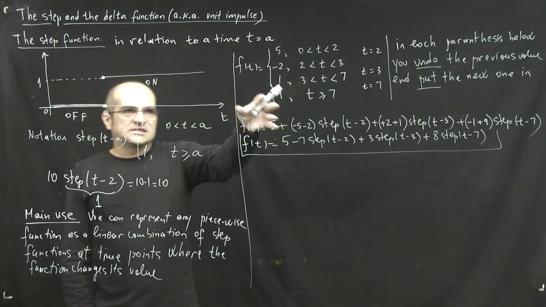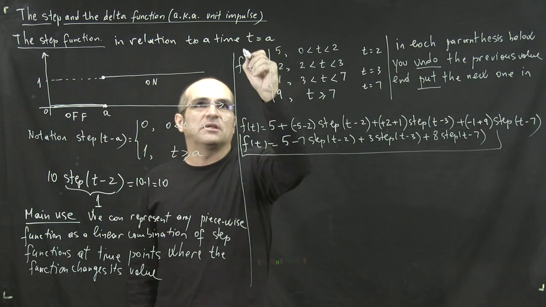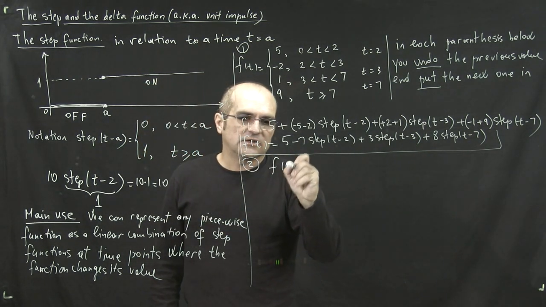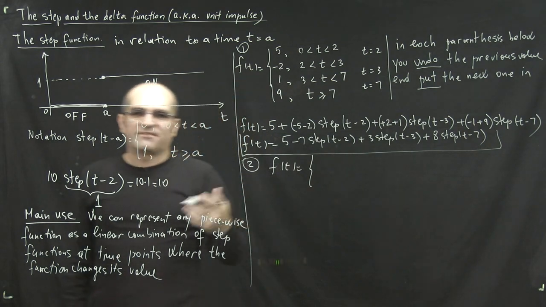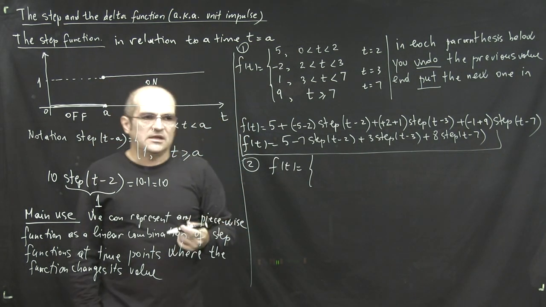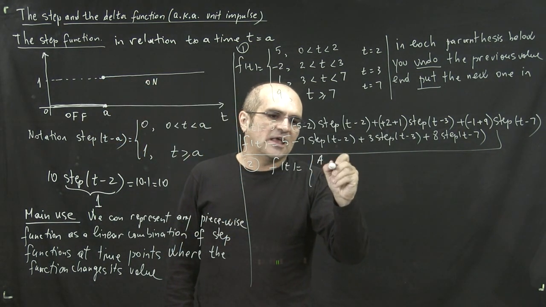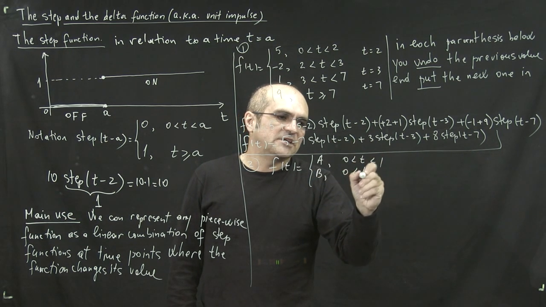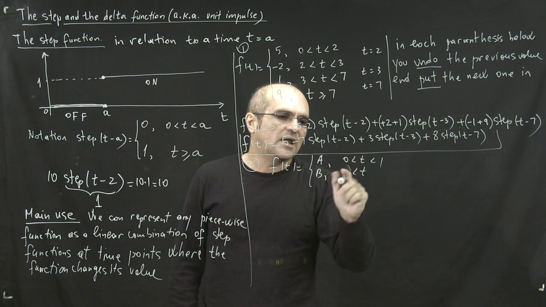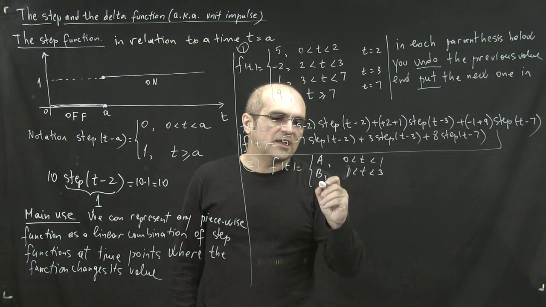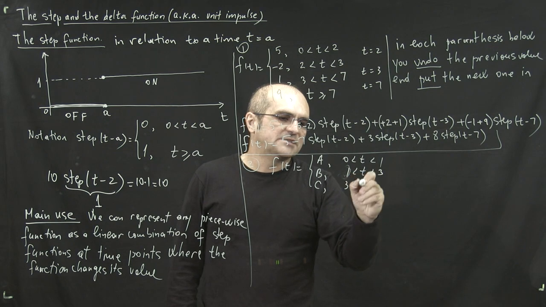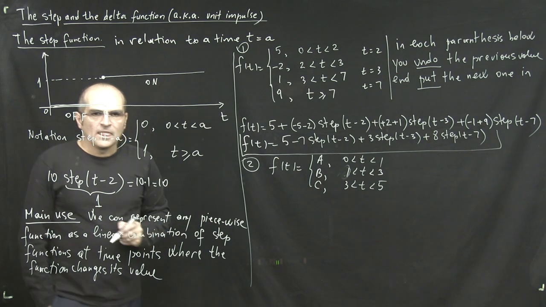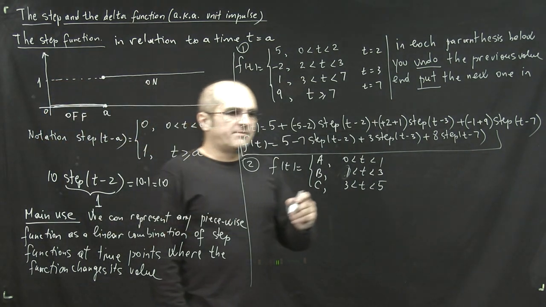So just to formalize this process, let's write another example. Suppose your function, let me put unspecified values here just to make it clear, is a if t is between 0 and 1. The function is b if t is between 1 and 3, let's say, and then the function is c if t is between 3 and 5, let's say. So how do you write it via step functions?